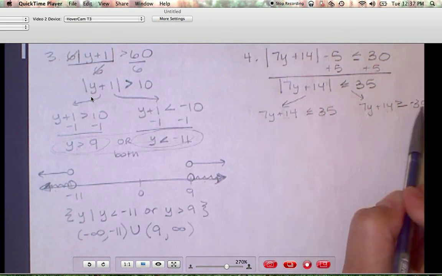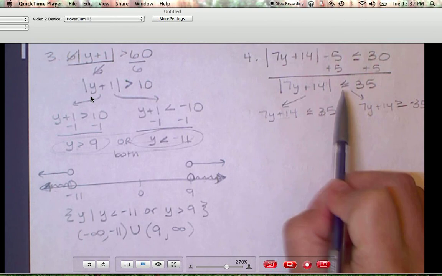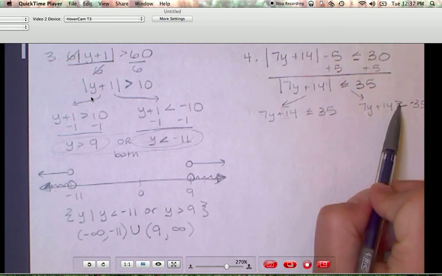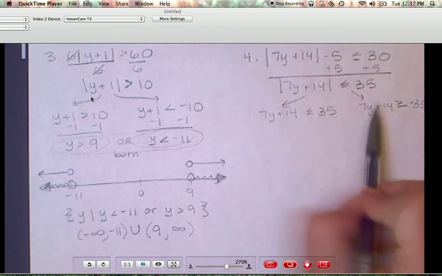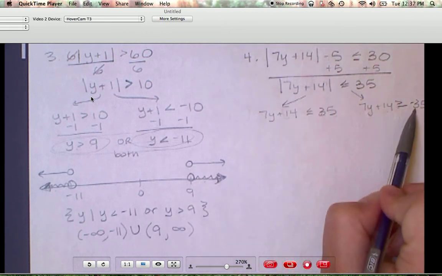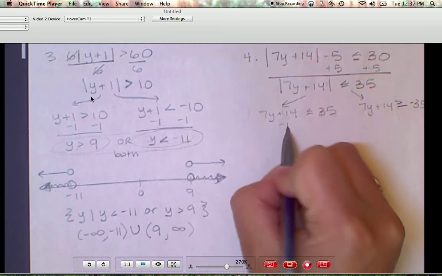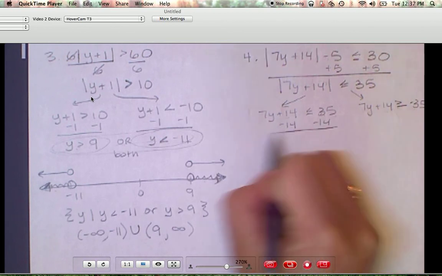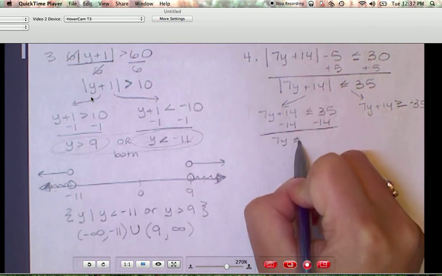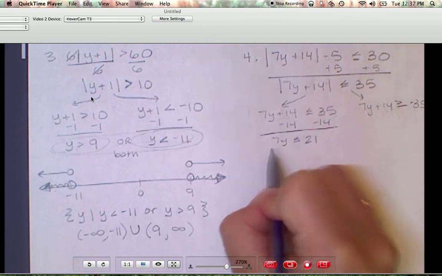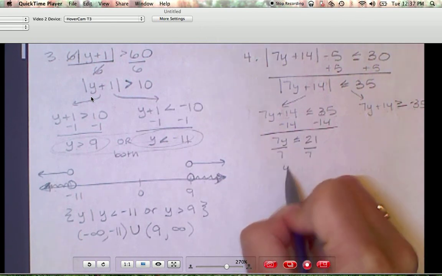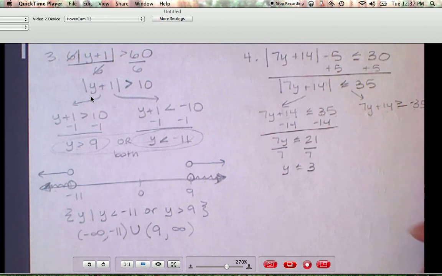The sign will be positive here, negative here, and in this case, because it's an inequality, this inequality symbol will flip. So nothing changes here, just drop the absolute value bars. Here you flip the sign, make it negative. Now we solve. Subtract 14 because we always undo addition and subtraction first. 35 minus 14 gives us 21. Then divide both sides by 7 and we get y is less than or equal to 3.